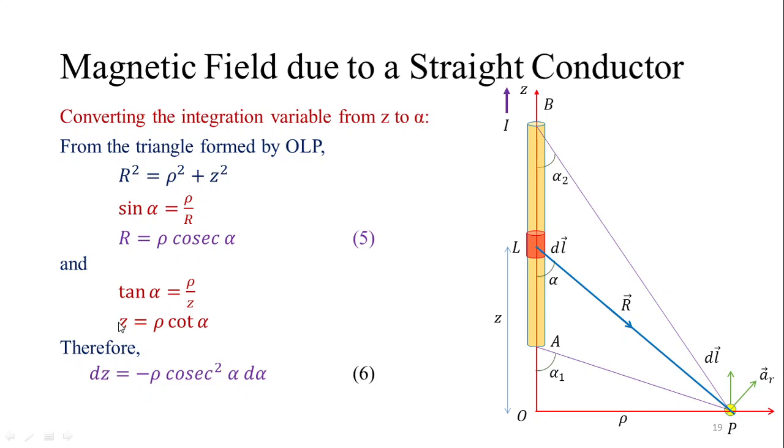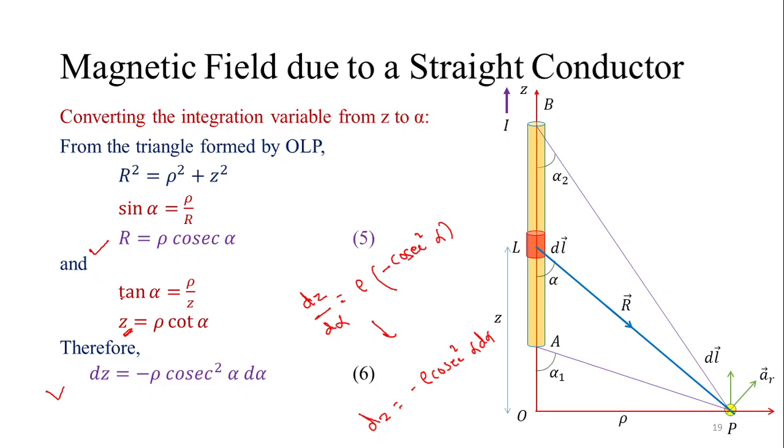Okay, and if you differentiate this equation with respect to alpha, then you will get dz by d alpha is minus rho cosecant square alpha. Okay, so from this you can get dz is minus rho cosecant square alpha d alpha.